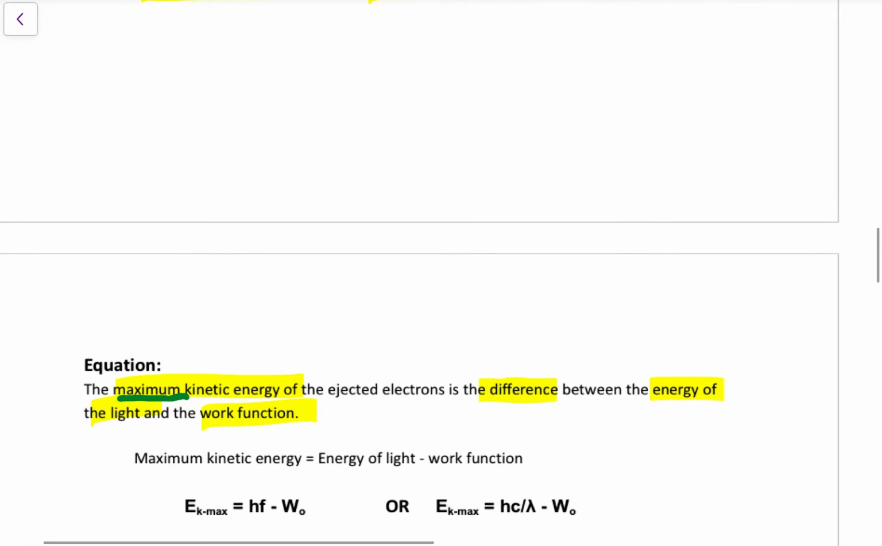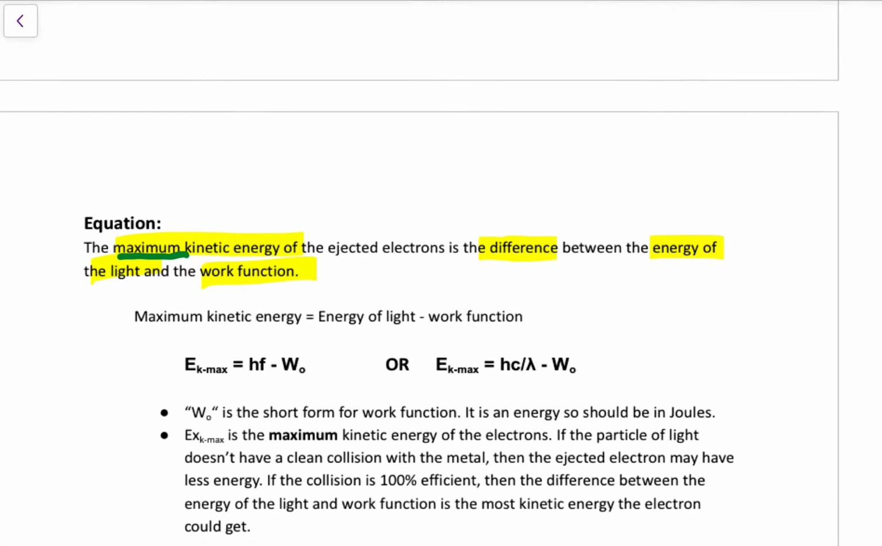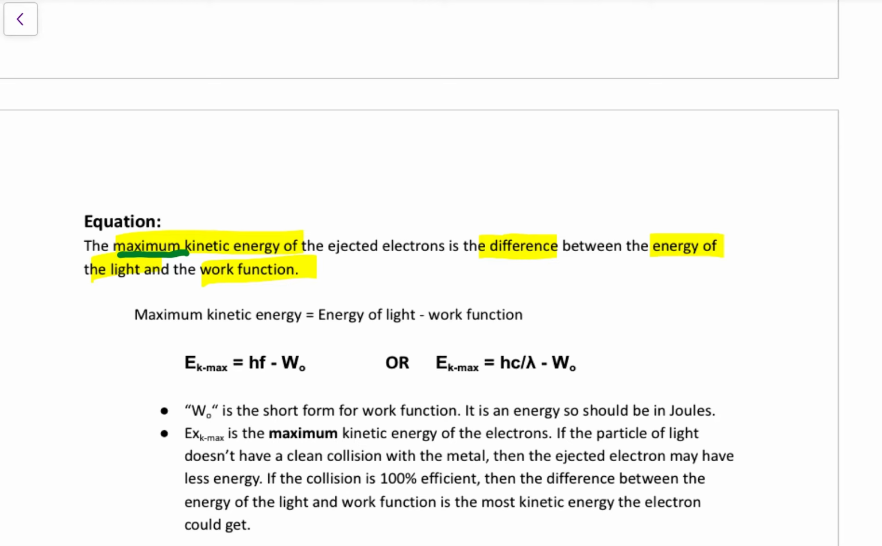But sometimes when that light comes in, it doesn't hit cleanly, and so the electrons are ejected, but maybe they don't eject with as much kinetic energy as they could have. Maybe it's a funny collision somehow. So the energy we're going to calculate is always the maximum kinetic energy. It's possible that some electrons got less energy, but no electron will get more energy than the difference between the energy of the light and the work function.